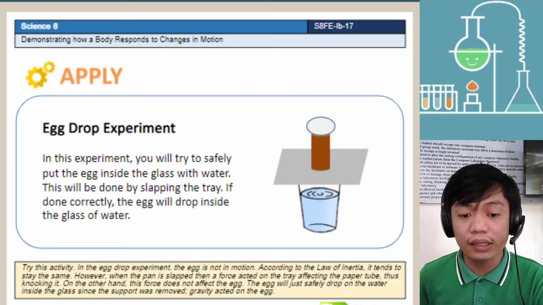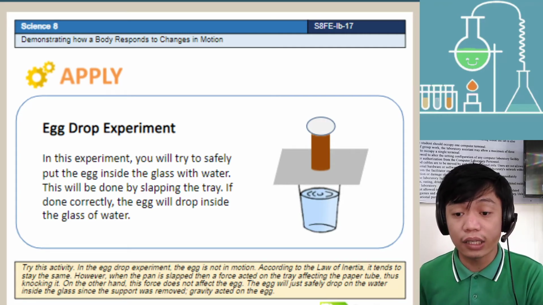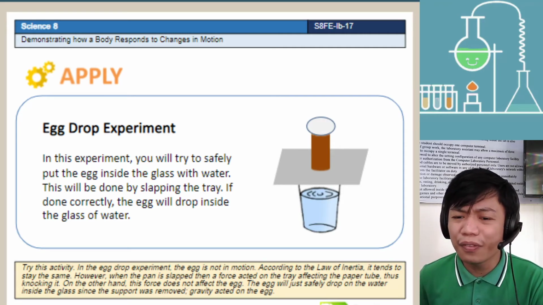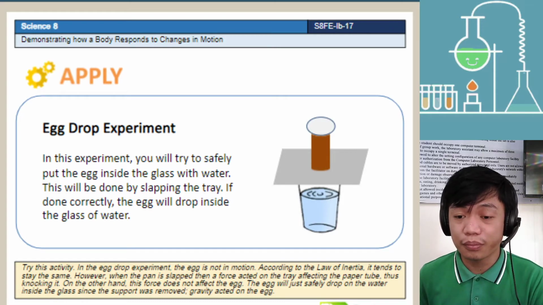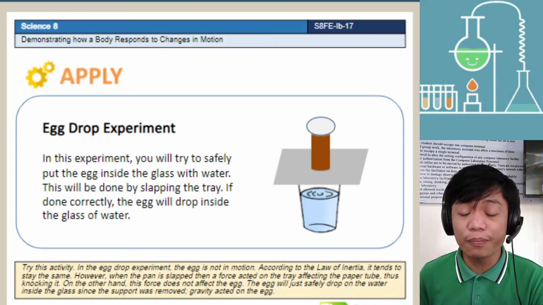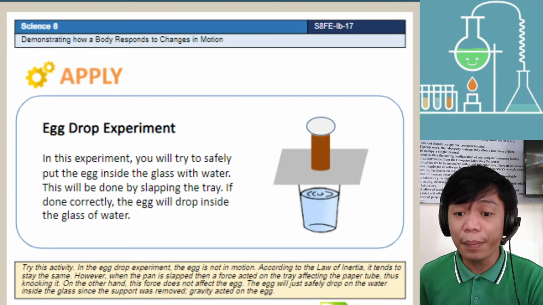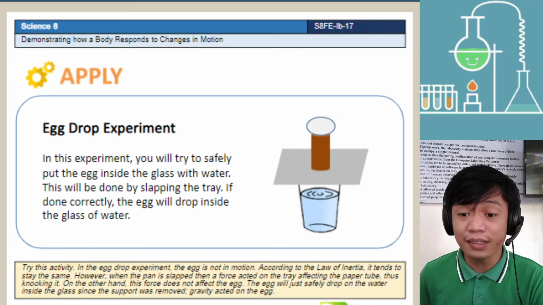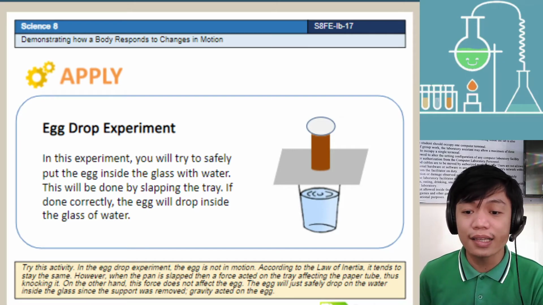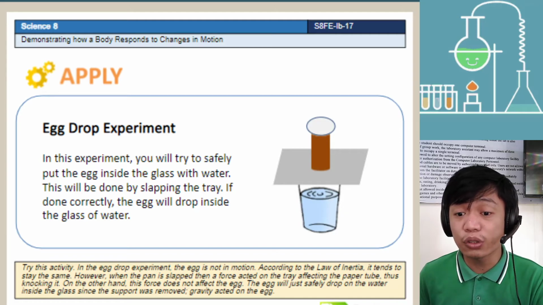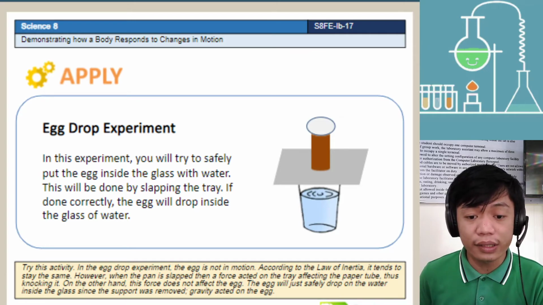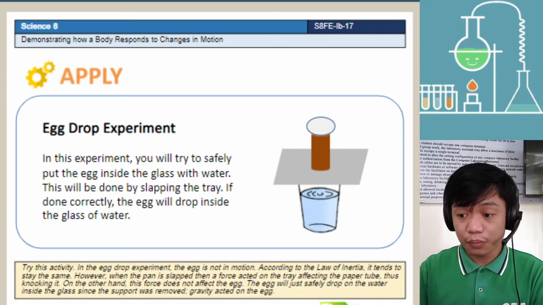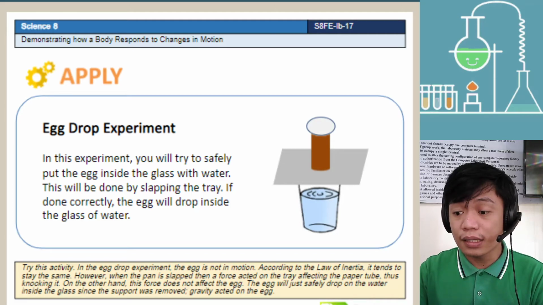The gravity acted on the egg. So basically, if you do not move the egg itself, then it is still in the form of inertia. But when you move the egg itself, then it changes its state, and this is where the second law of motion comes in. But we will not dig into that. So, a very good example is presented already.